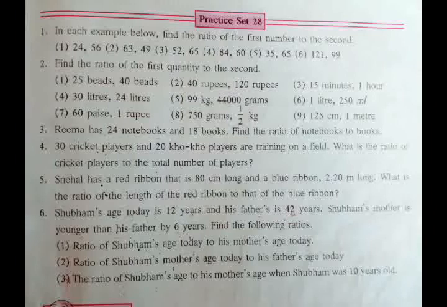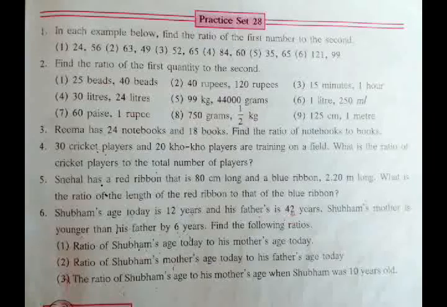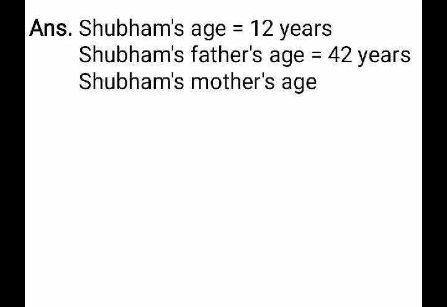First, what was given in the question? You have to write the statement. The question is very big, so I will directly start the statement. Shubham's age is given as 12 years. Shubham's father's age is given as 42 years. You have to find Shubham's mother's age. Shubham's mother is younger than his father by 6 years. Means Shubham's mother's age is equal to 42 minus 6, that is equal to 36 years.